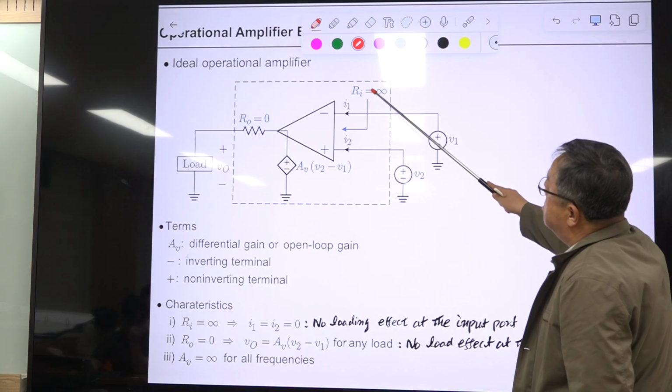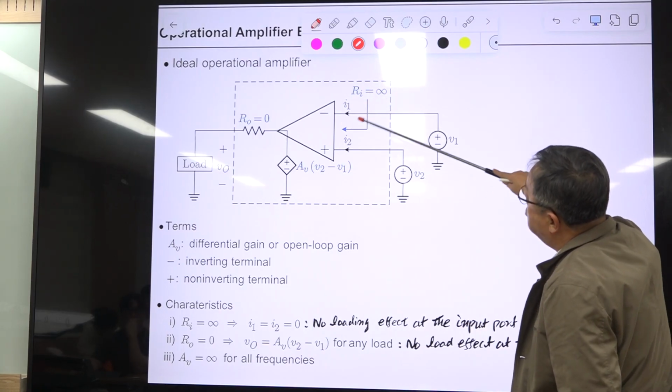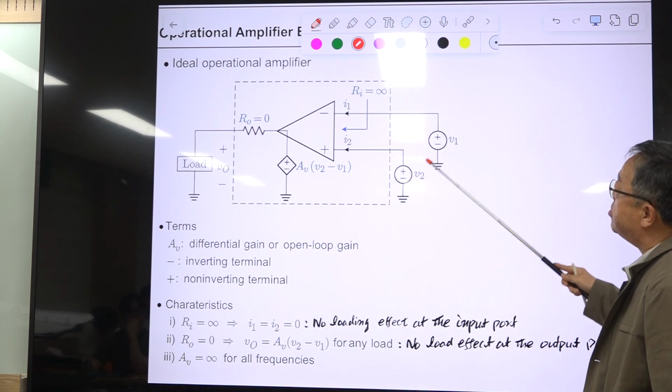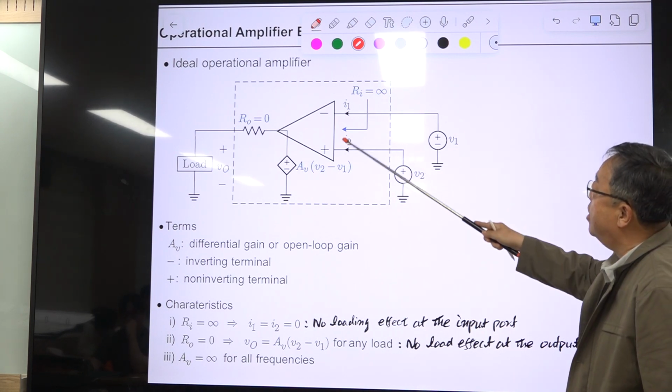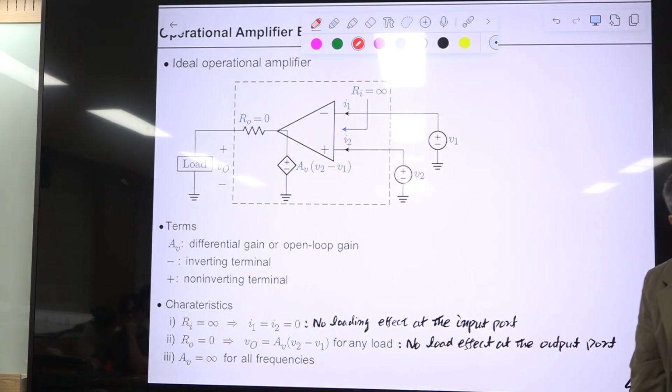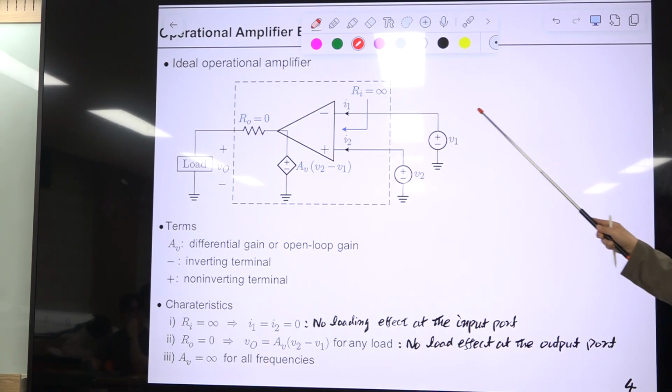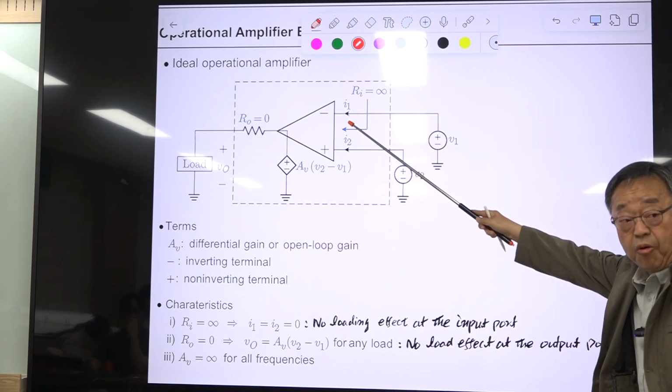And we assume the input resistance of this port is infinity. That means whatever you connect here, I1 and I2 are 0. That is important. More important, if we connect 1.1 volt, exactly that voltage will appear here.